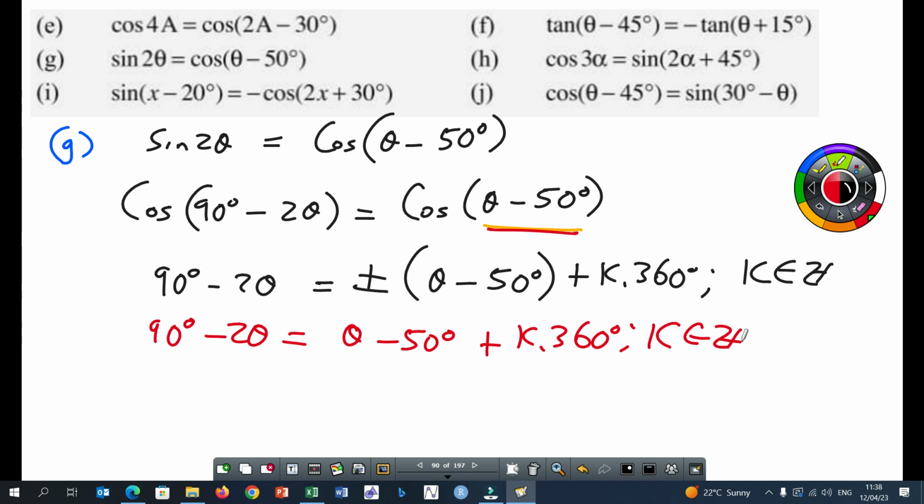And then obviously here you take the theta to the left, so you get minus 3 theta. That will be minus 140 degrees plus k times 360, where k is an integer. And then you divide both sides by negative 3.